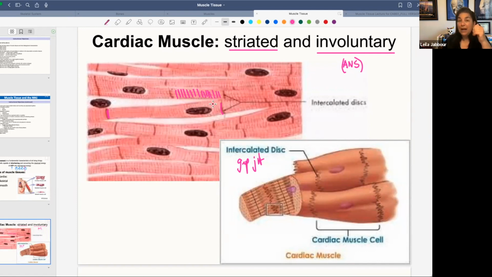That doesn't mean they're absent in the smooth muscle cells. That just means they're not as organized, but they're there because smooth muscle cells contract as well. One nucleus per cell, just like smooth muscle cells.